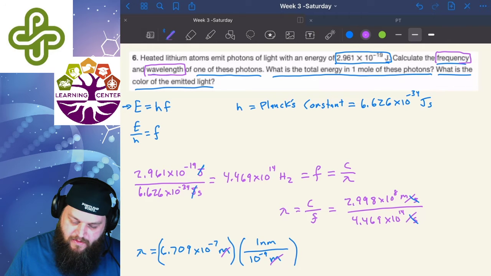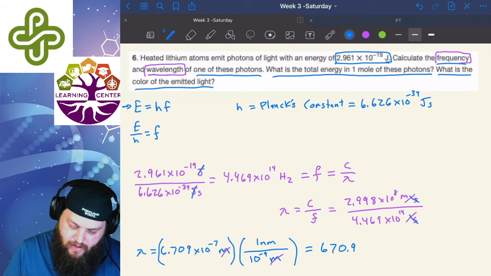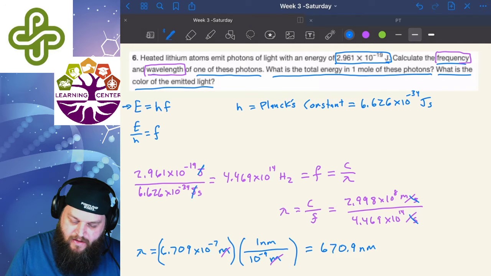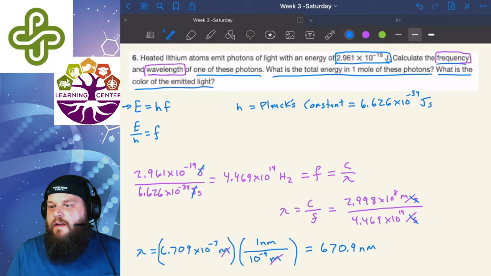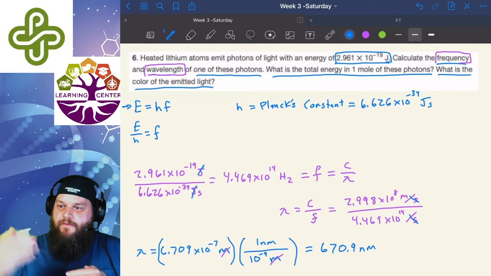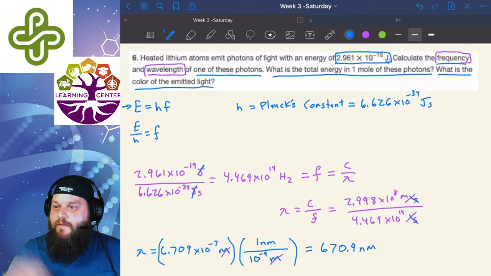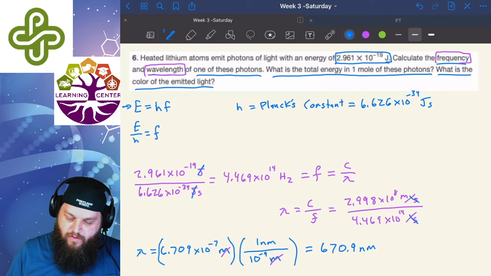Meters are going to cancel out there, and we are going to be left with 670.9 nanometers. Because really when we do this math, 10 to the negative 7 over 10 to the negative 9, we subtract the exponent on the bottom from the exponent on the top. Since that one's negative, it's going to be negative 7 minus a negative 9, so it ends up being 10 to the second power. So I'm just moving the decimal place over 2 places to the right. And we get this 670.9 nanometers.